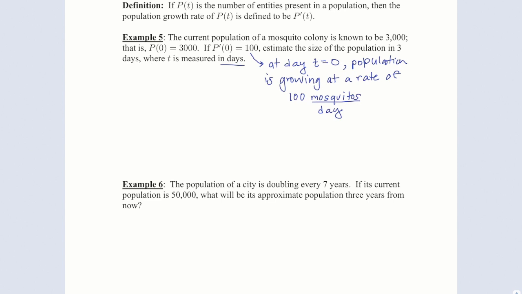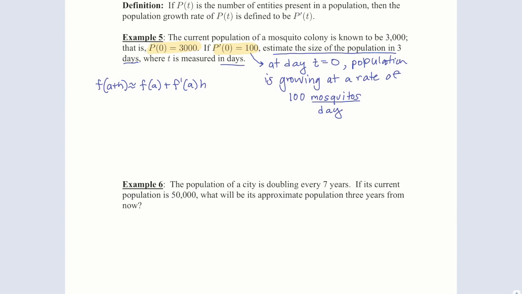Right? And that's the only information we have, right? We know the initial value and we know the rate of growth at the start. And we're asked to use that to estimate the size of the population in 3 days. So if you think back, this is very similar to what was going on in the first example we looked at in this section. And we used this formula that said f of a plus h is about the same as f of a plus f prime of a times h.